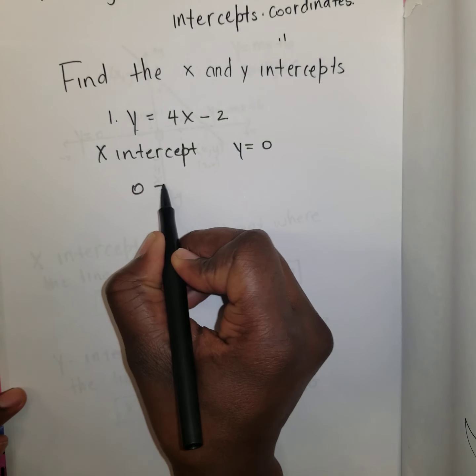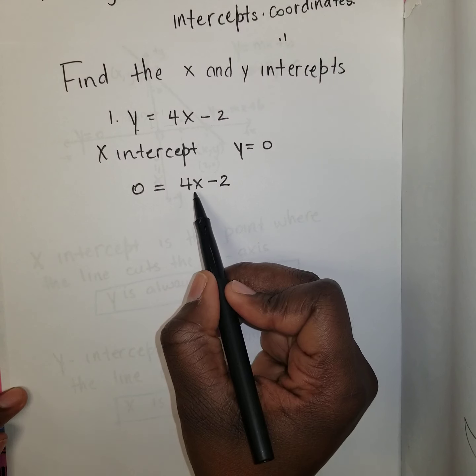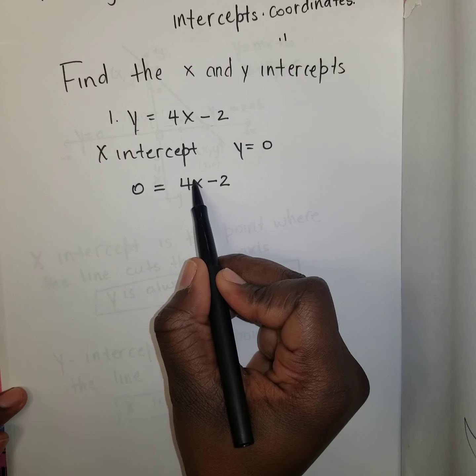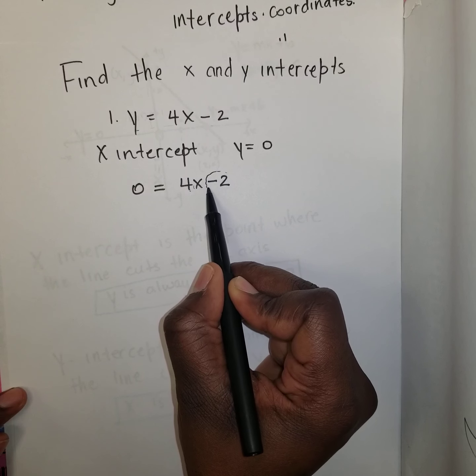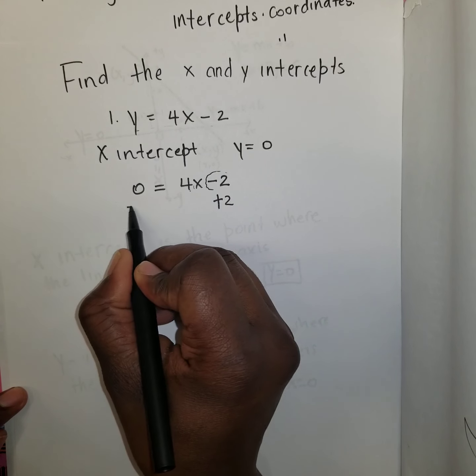So 0 is equal to 4x subtract 2. Now I want to find the value of x. So these two terms, they're subtracting, and so to get rid of this negative 2, I would have to add 2 to both sides.